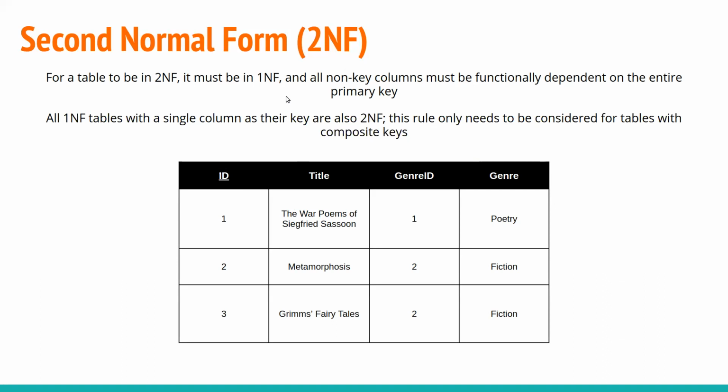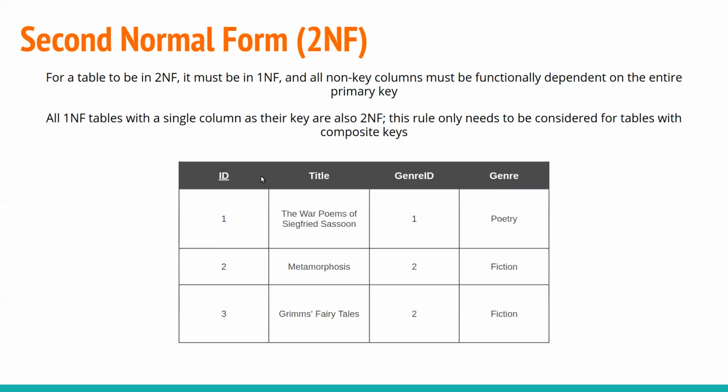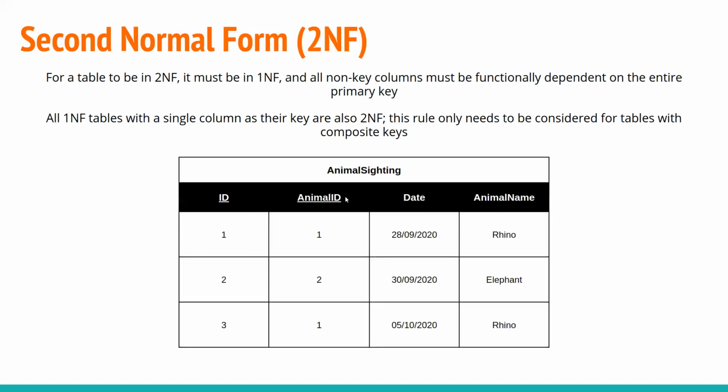So you can see that the rule looks quite confusing, but basically all you have to do is make sure that there's only one column in your primary key. So let's see a case where that's not true. Let's look at this table. This table has two columns in its primary key, these two. And so we now have to check.